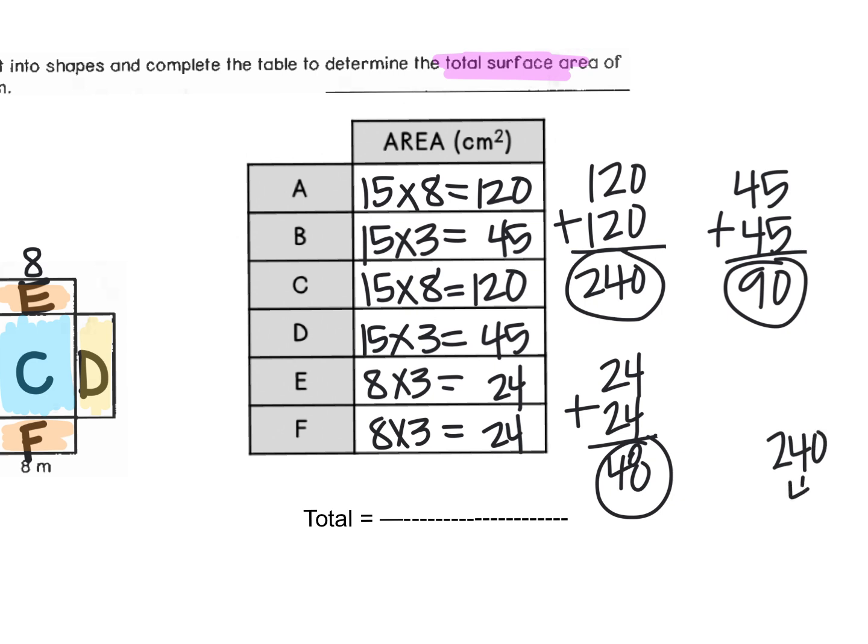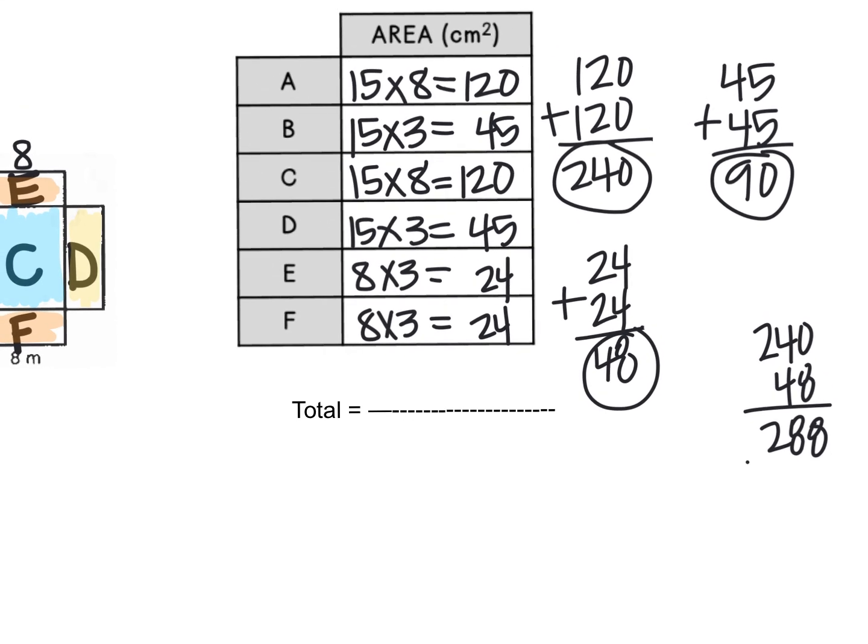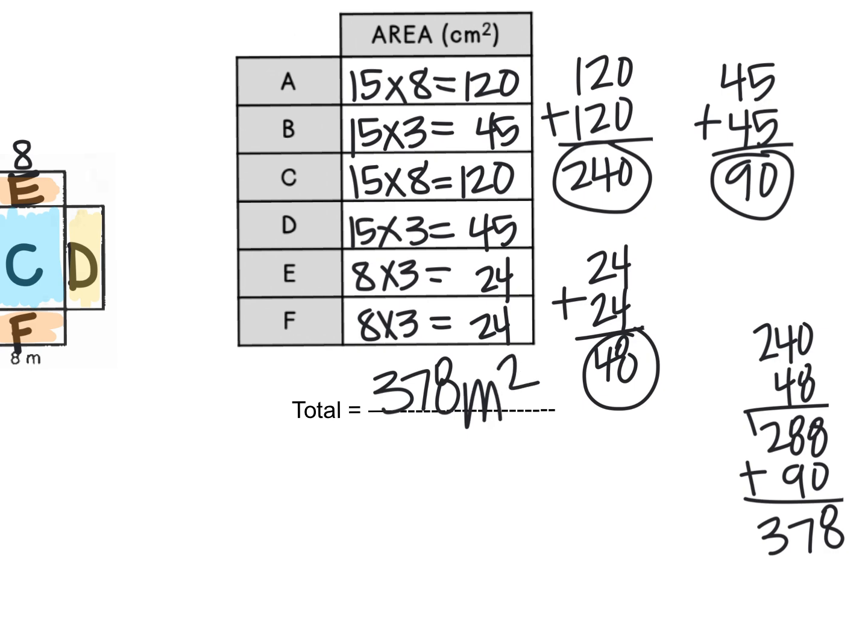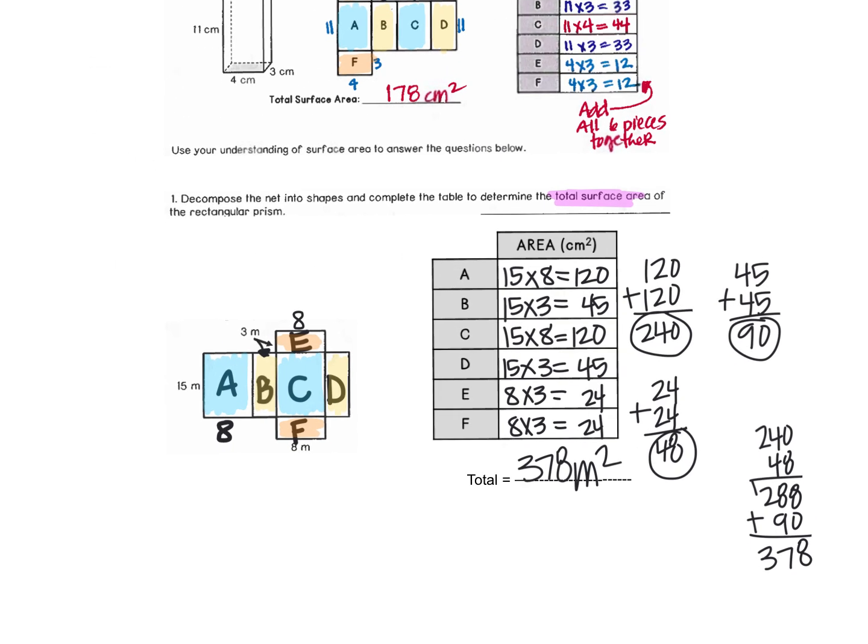240 plus 48, that's 288. And then I need to also add that 90 in, 378. So this one is final answer, 378 square meters.